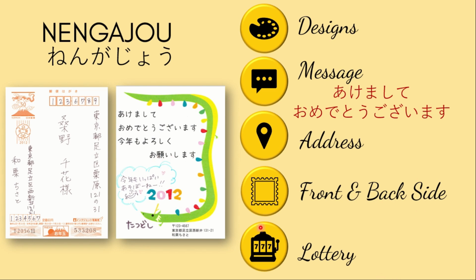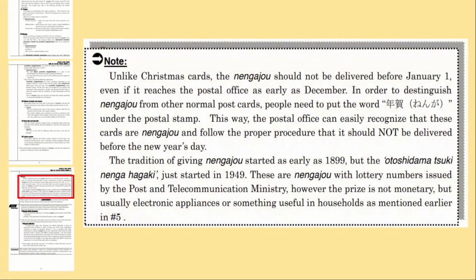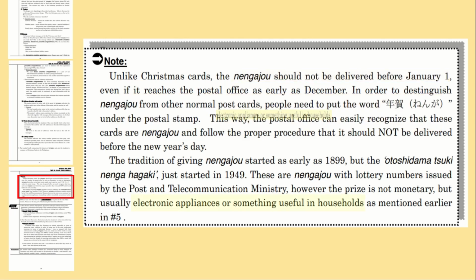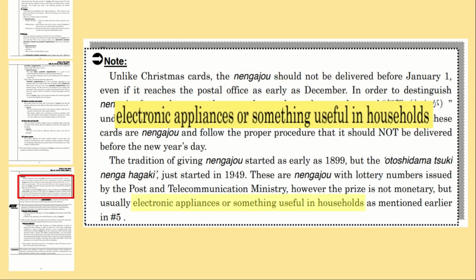And an exciting part of Nengajo is the lottery. There's a lottery number in front, which is this one. I believe this one, with corresponding prizes but not in monetary form. And an important note for Nengajo is it should not be delivered before January 1. And here, emphasizing on the prize, which is for the lottery, electronic appliances or something useful in households.